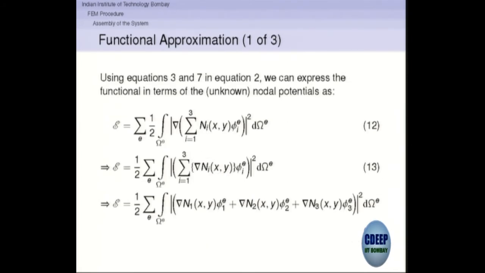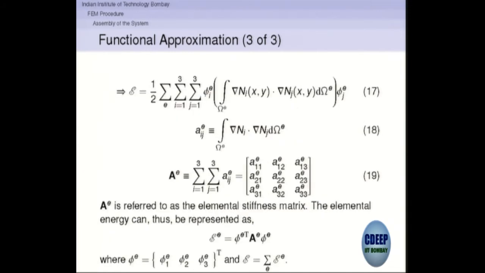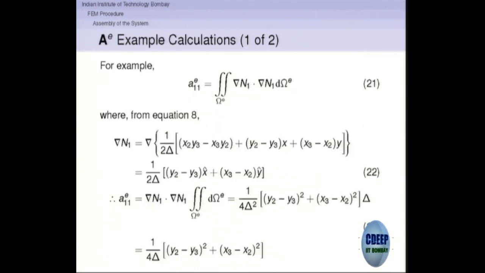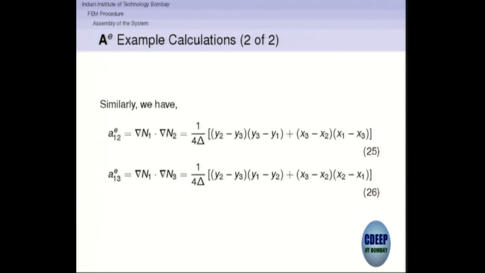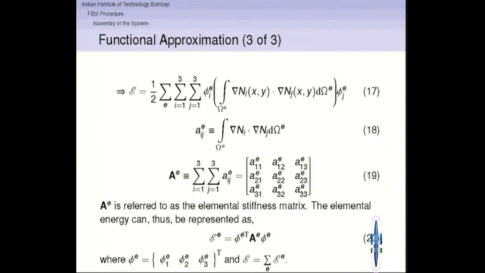What I am trying to say is all these A11 to A33 can be easily calculated because you know all the geometrical coordinates. A11, for example, is calculated as 1 upon 4 delta, where delta is the area of the triangle, times y2 minus y3 whole square plus x3 minus x2 whole square, right. Similarly you can calculate A12, A13 and so on. So effectively you get all the entries of equation 19, that means the 3 by 3 matrix is known to you, right.